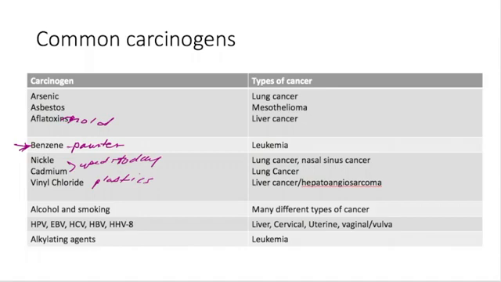Alcohol and smoking, many different types of cancers. Here are your oncogenic viruses: human papillomavirus, Epstein-Barr, hepatitis C, B, and then human herpes virus 8. They cause all types of cancers. Alkylating agents, so where would you get exposed to alkylating agents? These are those, you have one type of cancer, you have to kill it related to an alkylating agent, and then it potentially gives a leukemia.